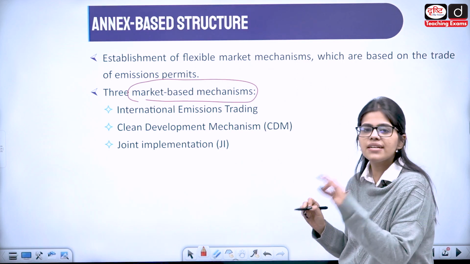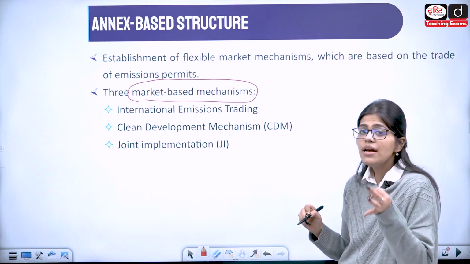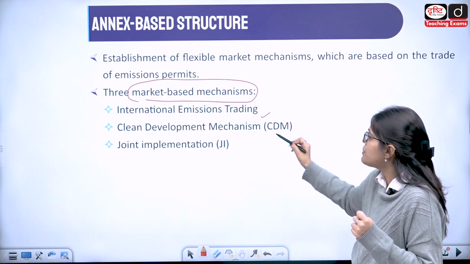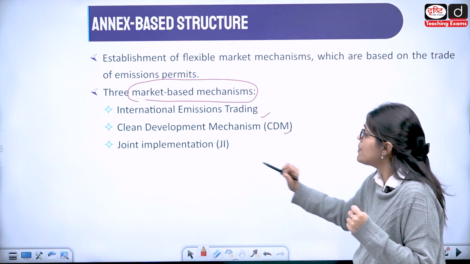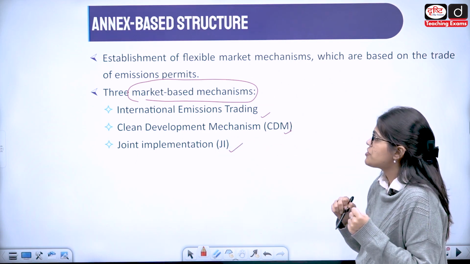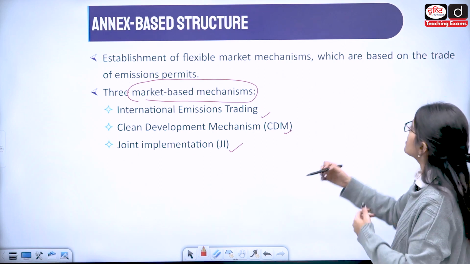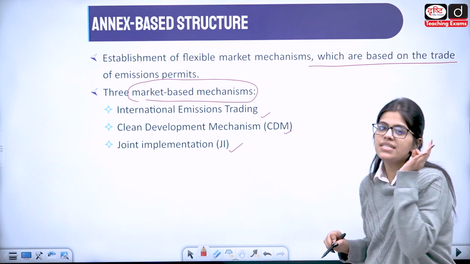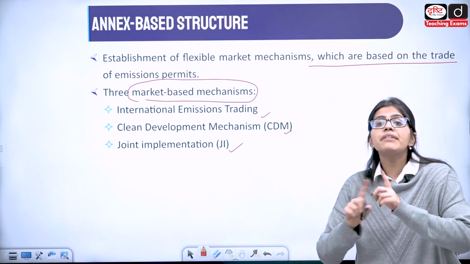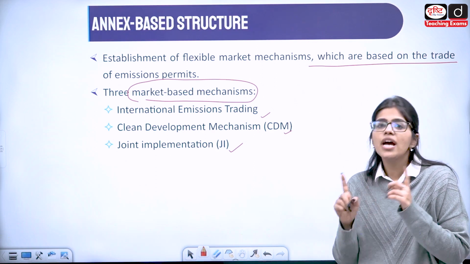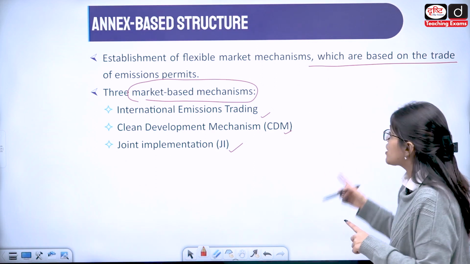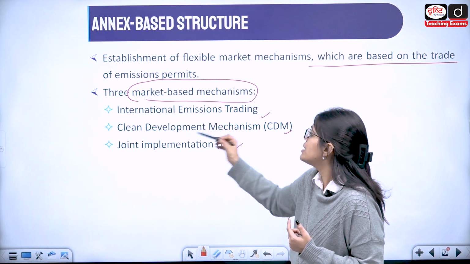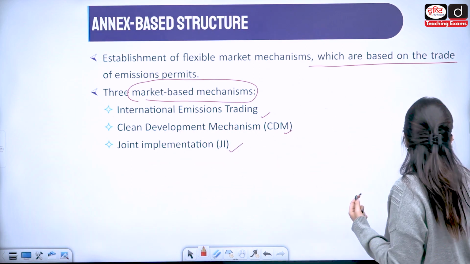In class, we have discussed all of these in greater detail. There are 3 market-based mechanisms. We have international emission trading, we have clean development mechanism, CDM, and we have joint implementation. They establish the flexible market mechanisms which are based on the trading of the emission permits. So emission permits can be traded between different countries, developed or developing. What are the 3 market-based mechanisms? International emission trading, clean development mechanism, and joint implementation.